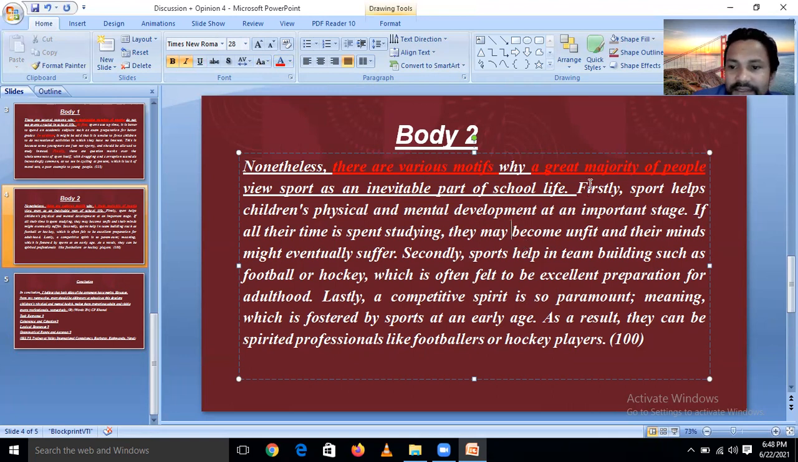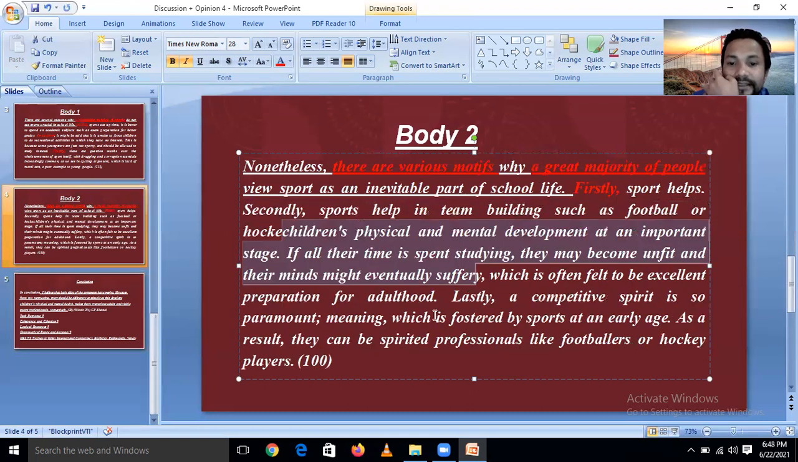Firstly, what is the first reason? Look at this. Firstly, sport helps children's physical and mental development at an important stage. Look, it plays a crucial or vital role in the physical and mental development of children. If all their time is spent studying, they may become unfit and their minds might eventually suffer. Yeah, this can happen. So they should take part in sports competition.